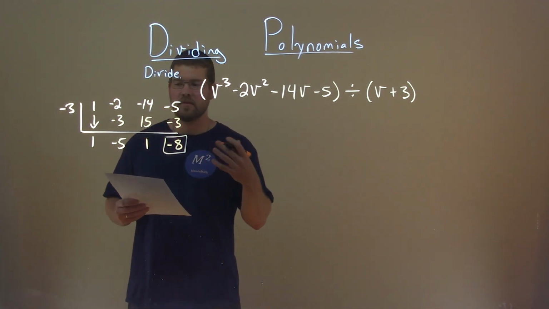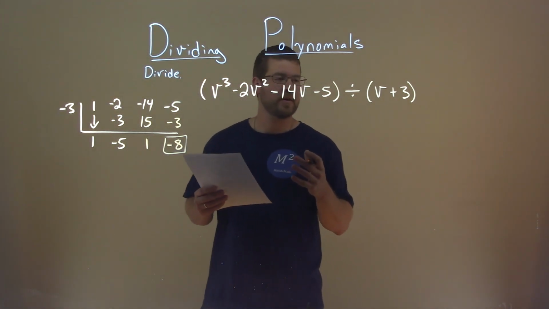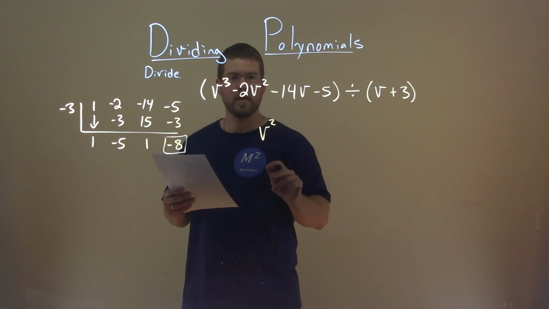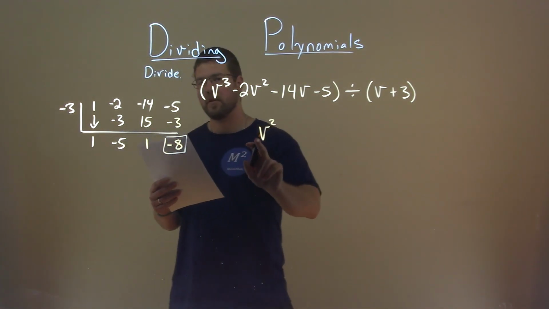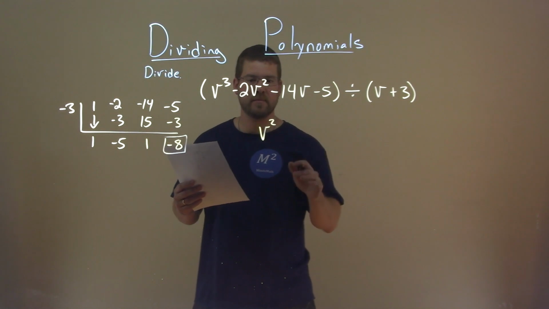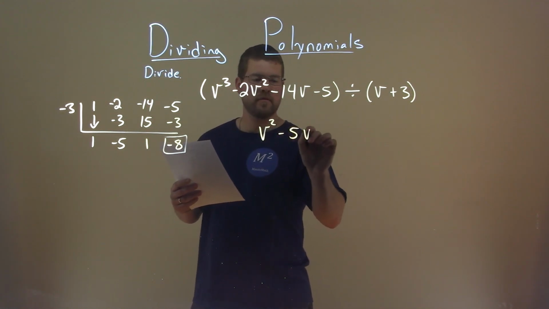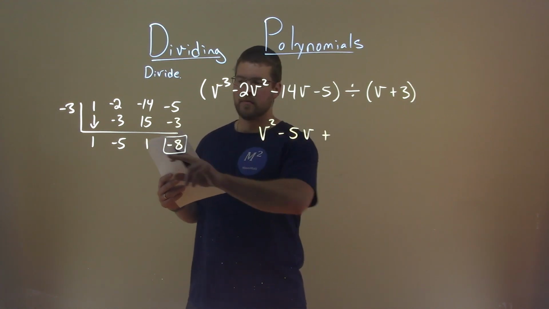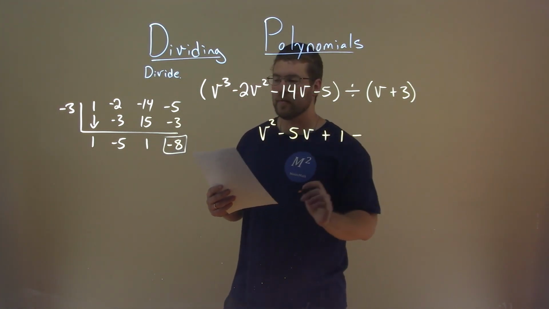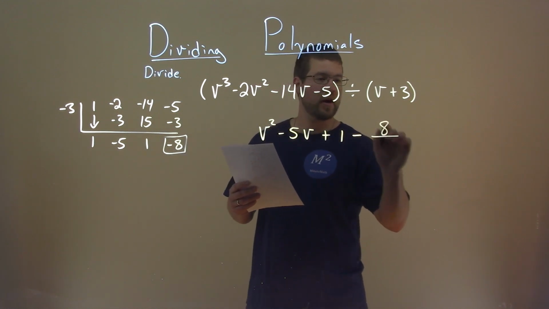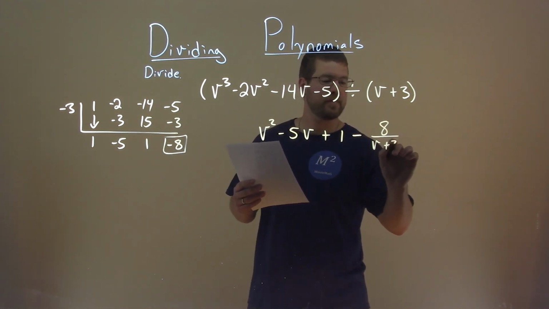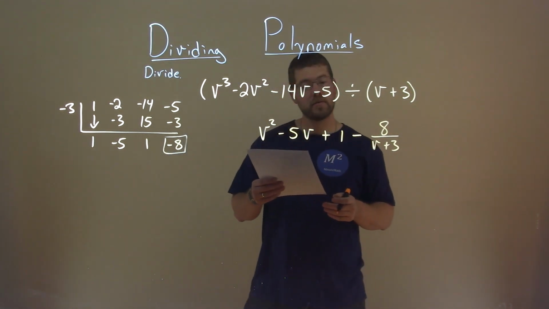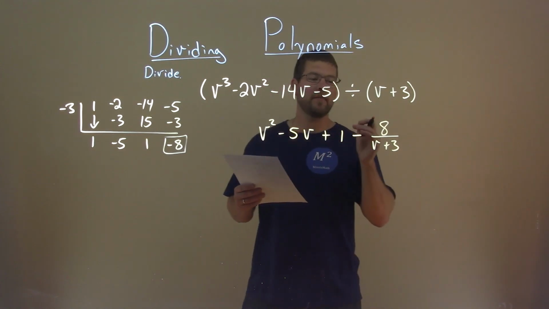So now let's apply this to how we're going to write our final answer. V to the third divided by v was a v squared. So this 1 is the coefficient in front of the v squared. And now we're counting down. We have a minus 5. v now to the first power, don't need to write that, plus just the number 1, subtracted by a remainder 8 divided by v plus 3. And so there we have our answer. V squared minus 5v plus 1 minus 8 divided by v plus 3.